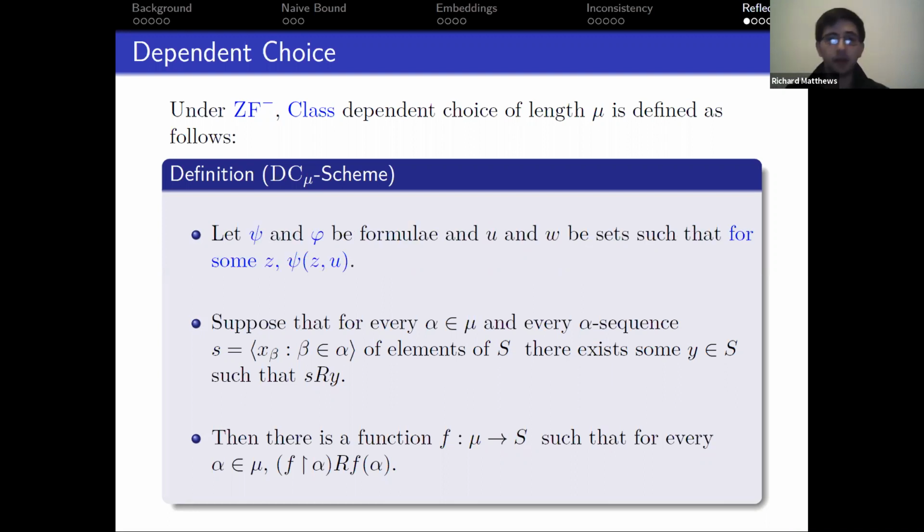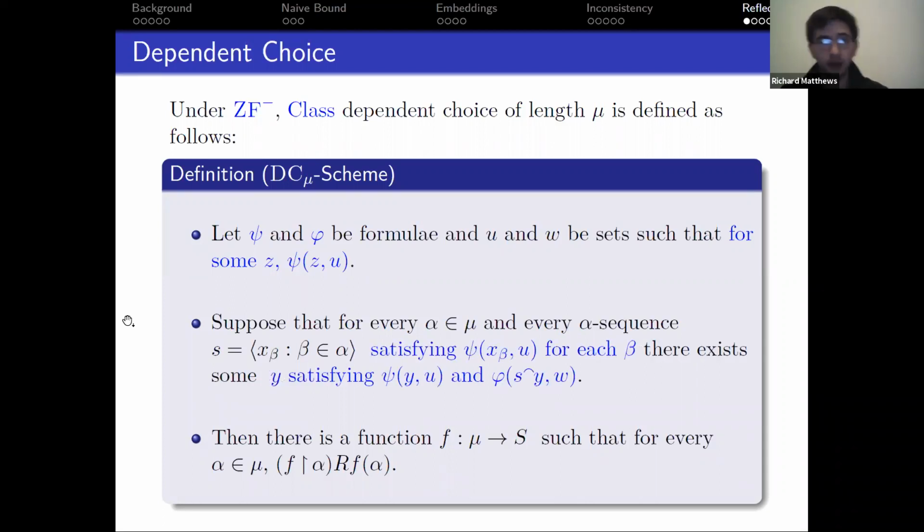The class version of this is now becoming a scheme. For that, we're going to replace S with some psi. And because S was non-empty, this means that for some z, we're assuming psi holds for z of u. And we're replacing our relation R by another formula phi. Now our alpha sequence s is a sequence of elements x beta such that for each beta, psi holds for x beta in u. And we're going to assume that if you give me any alpha sequence s, there is some y satisfying psi of y, u, and phi holds for s extended by y and w.